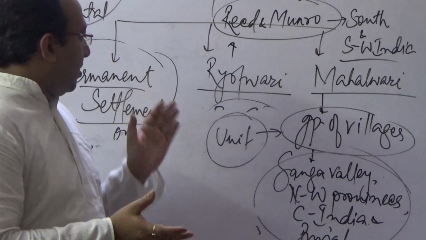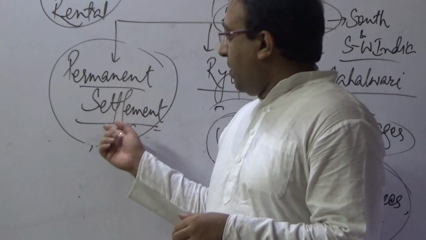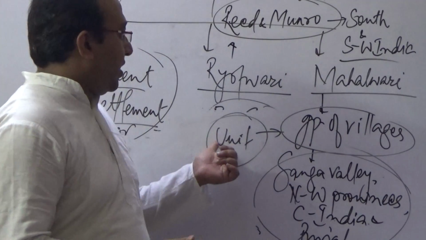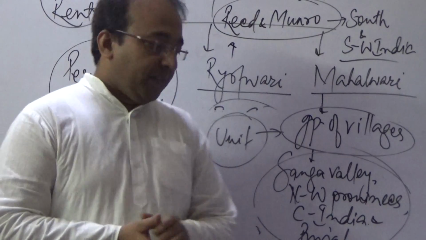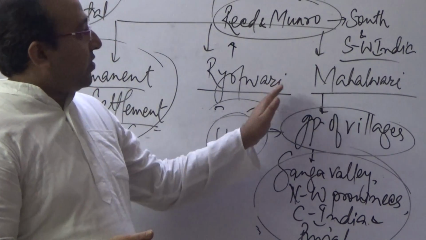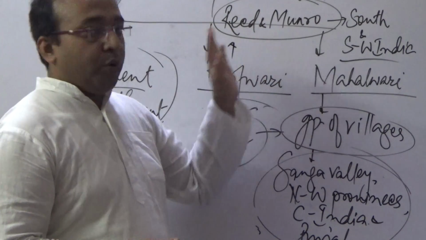So as I was talking about the land revenue system, there were three systems: permanent settlement, then we were having Raitwari and Mahalwari system. Now let me explain to you Raitwari system. See, Raitwari system was functional in South and Southwest India, introduced by Reed and Munro.